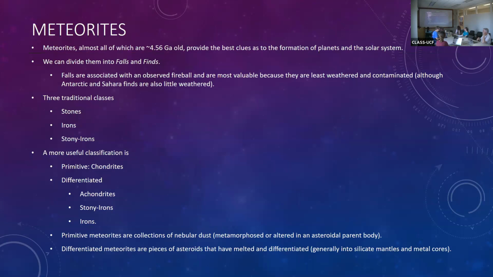Talking about meteorites. Meteorites are about 4.5 billion years old, and they give us the best clues to the formation of the planets in the solar system. You can divide them into falls and finds. Falls is when you see it enter, and finds is when you find it over time. The falls are usually preferential because they're less weathered and contaminated. Traditionally, they divide them into three classes, which are the irons, stony irons, and stones. But a more useful classification is to divide them into primitive and differentiated meteorites. The primitive ones are the chondrites, and the differentiated ones are the achondrites, stony irons, and irons.